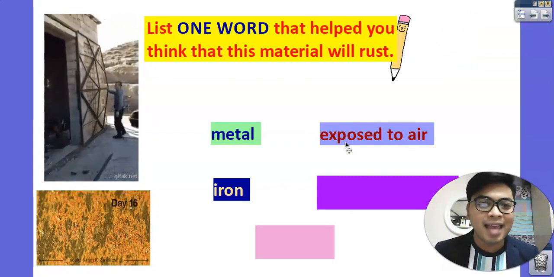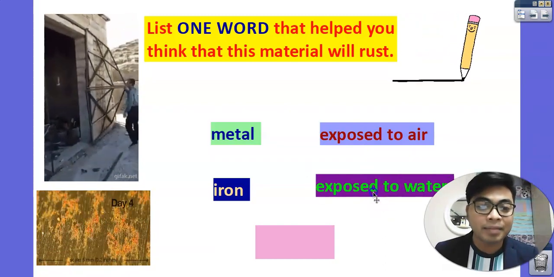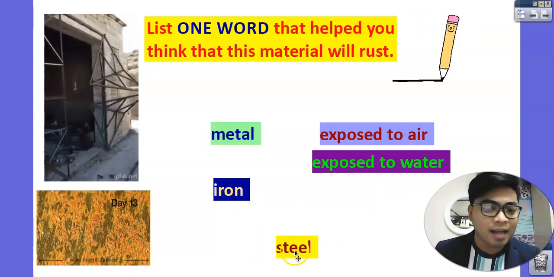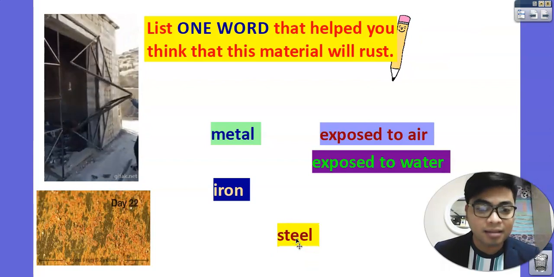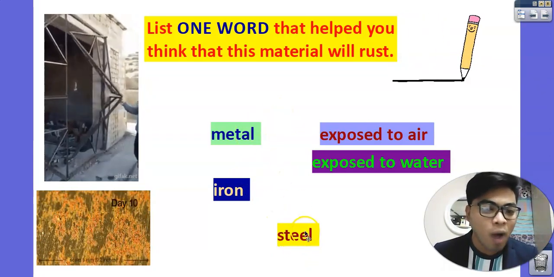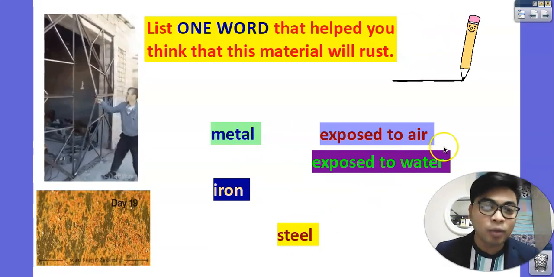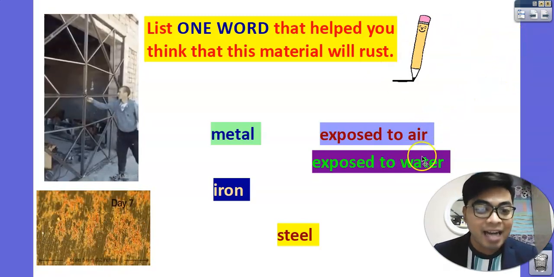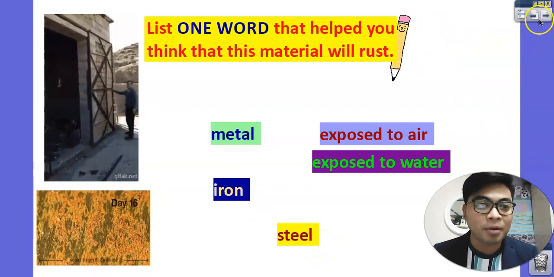Or you would be saying that it would rust because it's exposed to air, or it's exposed to water. And because steel, when exposed to air and water, forms rust. So the question here is why metal, why iron, why steel, and why, if it's exposed to air and water, will rust form? What's in the air, water, and these materials that makes up rust?